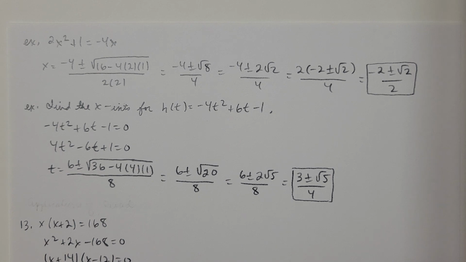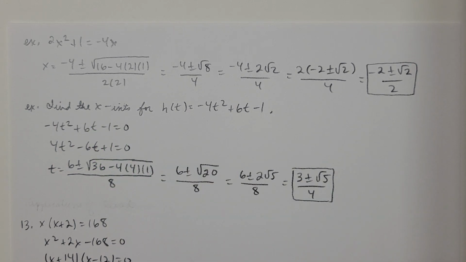Now, would I try to factor 2x squared plus 4x plus 1? No, because these nasty numbers are the factors, and these are not natural numbers that I would guess if I'm trying to factor. So actually, the way that we did the problem is the best way to do the problem.